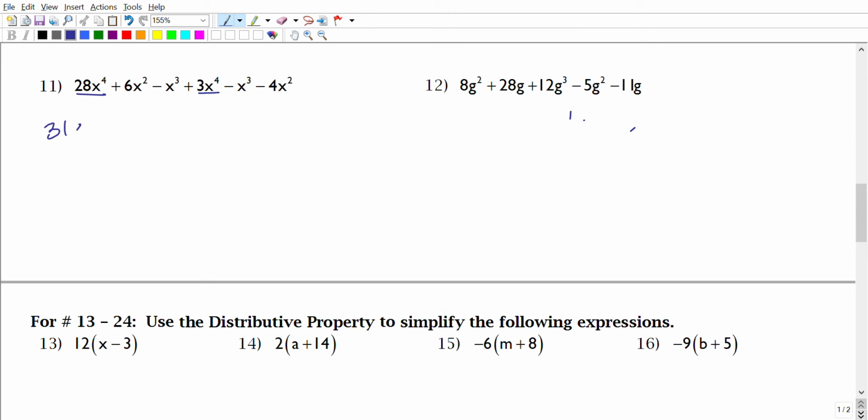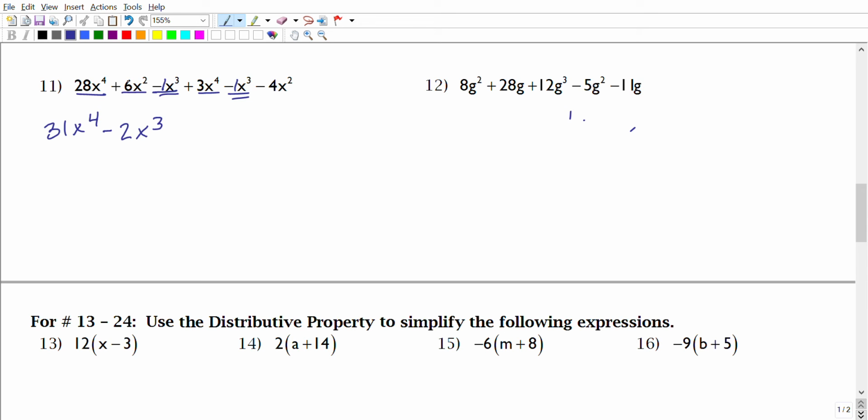That's a 31x fourth. Next one I see here is this negative x cubed and negative x cubed. And remember, there's a coefficient. Remember your vocab terms, guys. There's a coefficient of -1 on both of those. So -1 minus 1 is a -2x to the third.